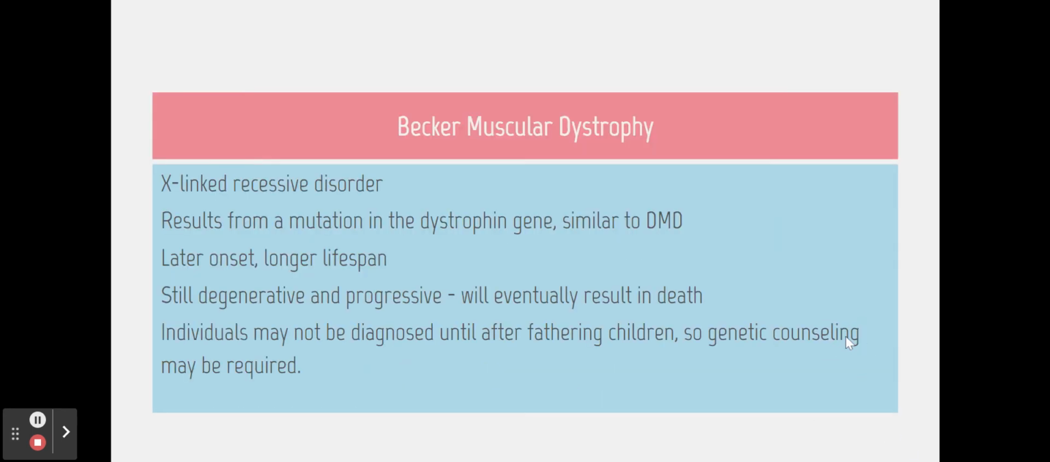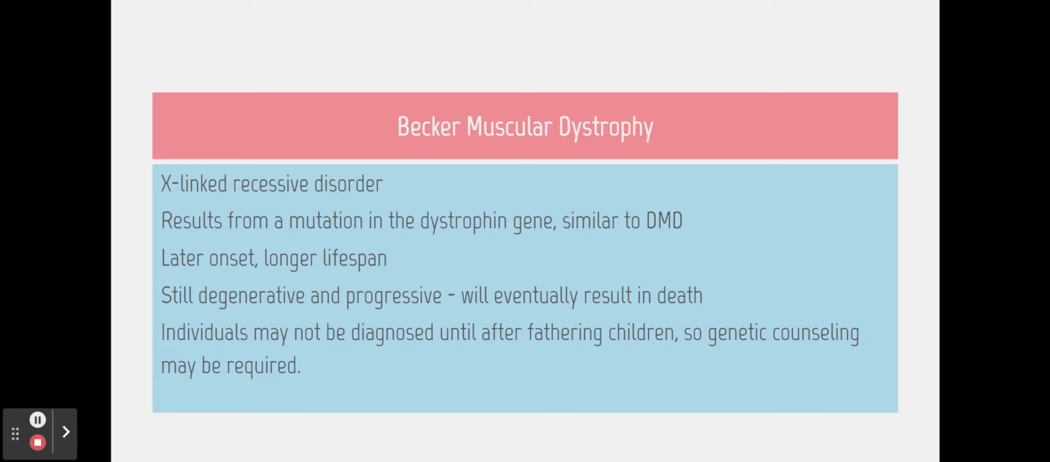Now, Becker is basically the same pathology. It is the same gene. It is the same protein, but it's manufactured in large enough amounts to make the progression of the disease slower. It will still progress. It is still degenerative. It will still kill a person.